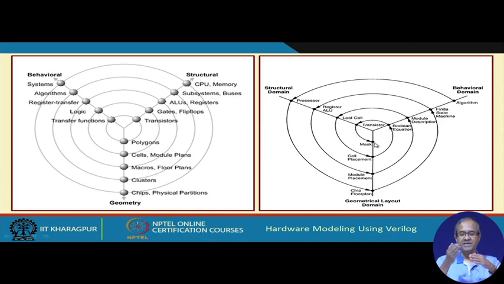So, you see, this helical structure is more natural in terms of the steps that a designer actually follows. Although that concentric circle is a good way of representing, the actual process that we follow is this helix. From the outermost point, we slowly move towards the center of the Y. Okay. This is the so called top down design process.